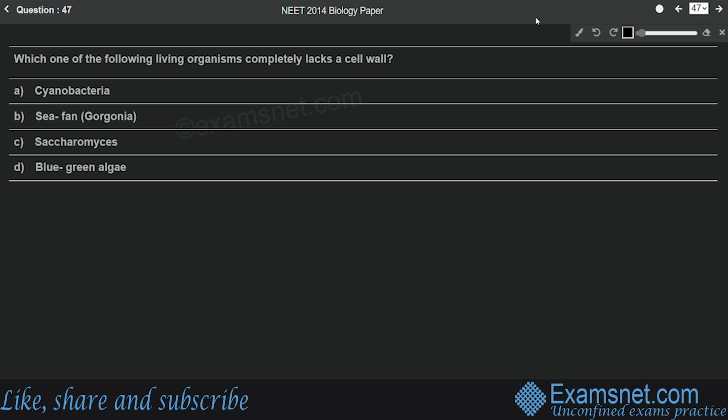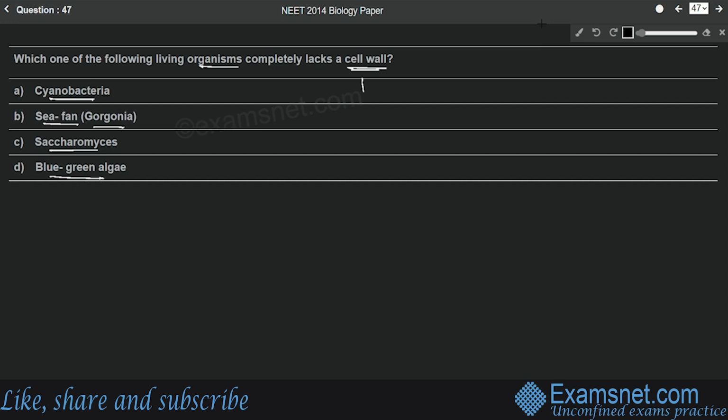Question number 47 is again from the chapter Animal Kingdom, and the question is, which one of the following living organisms completely lacks a cell wall? Options are cyanobacteria, sea fan or gorgonia, Saccharomyces and blue-green algae.